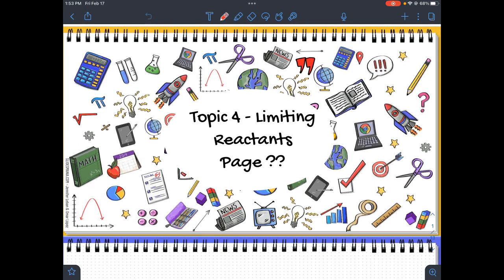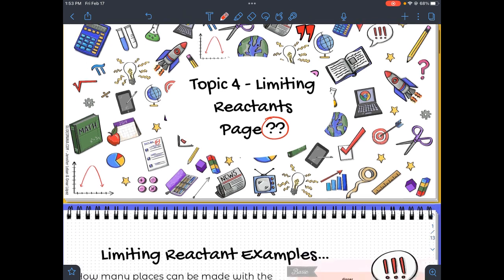Here, we are going to finish up our unit on stoichiometry by talking about a topic called limiting reactants. Depending on who your teacher is and what year it is, I don't know the page number, but find the page that says Topic 4, Limiting Reactants, and we're ready to go.